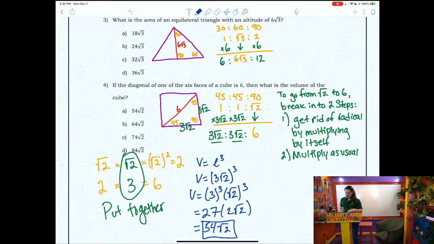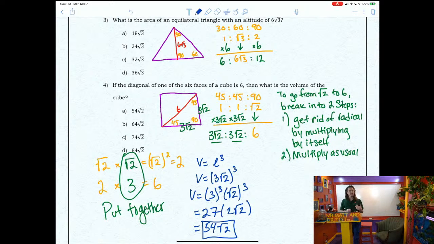Okay, so for number 3, if we know that the altitude is 6 root 3, then we can use the fact that when we divide an equilateral triangle in half, it's going to turn into two 30, 60, 90 triangles. And that altitude is the height of the equilateral triangle, but it's also the long leg of the 30, 60, 90 triangle. So we can use that to solve for the side length.